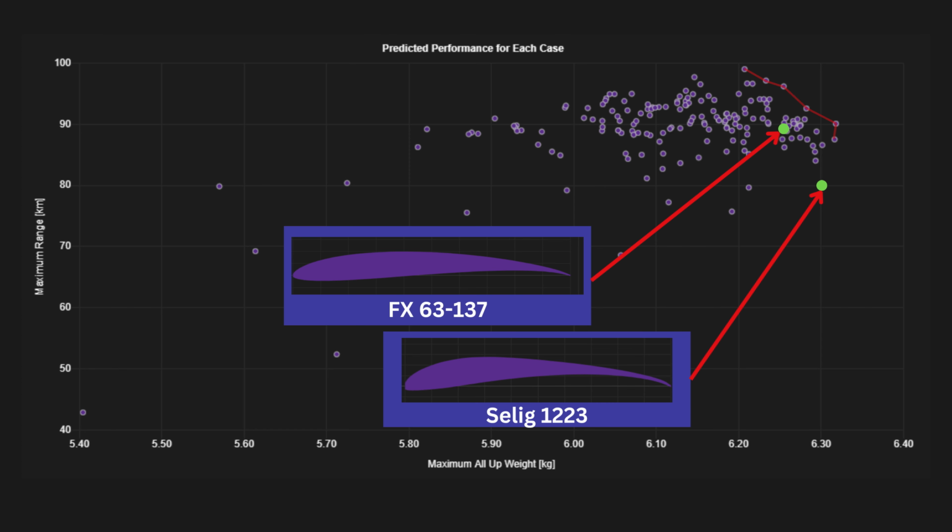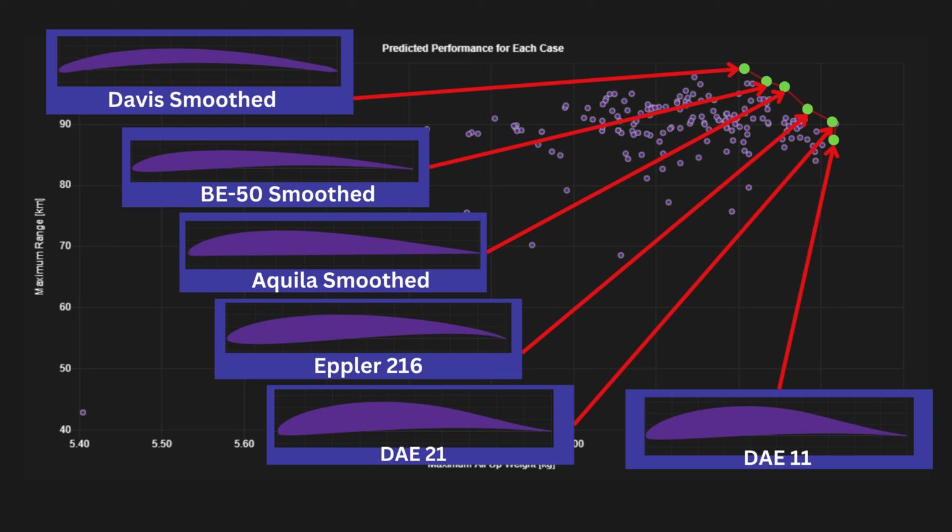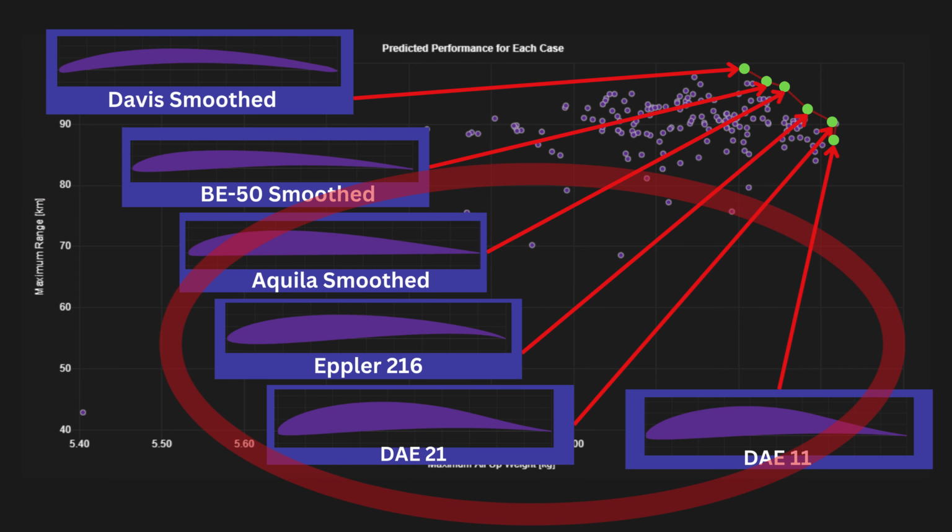As expected, the FX 63137 provides better range performance due to its higher lift-to-drag ratio, while the Selig 1223 provides higher lift capability due to its higher maximum lift coefficient. However, the trade study was able to identify more efficient airfoils. Looking at the optimal airfoils in the Pareto front, those that provide highest range tend to be thin, cambered airfoils. Being thin allows them to reduce drag and increase range. However, this may complicate the manufacturing and structural considerations. Airfoils that provide better lift performance tend to be thicker and have a flatter bottom.